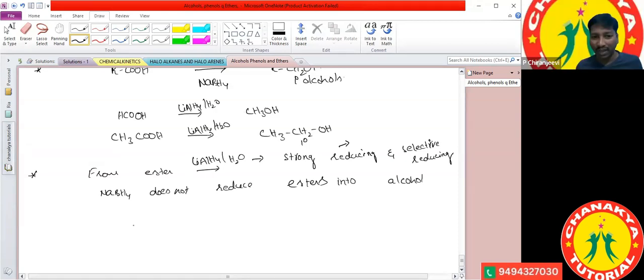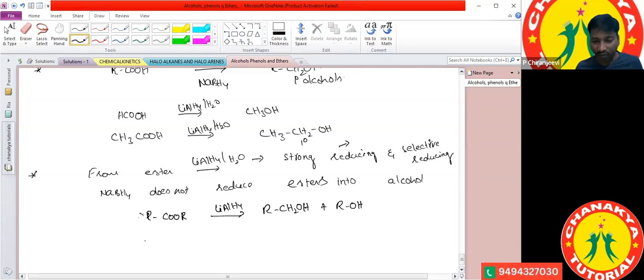Now I'll write one example here. COOR is called an ester. The esters are reduced with lithium aluminum hydride. One part is converted into RCH2OH, another into ROH, that is, into alcohols. By this method we get a mixture of alcohols, and a mixture of alcohols can be separated by the fractional distillation method.